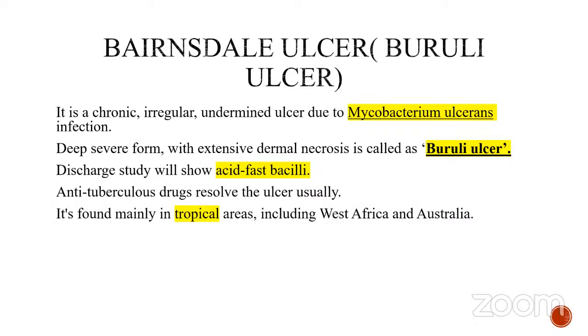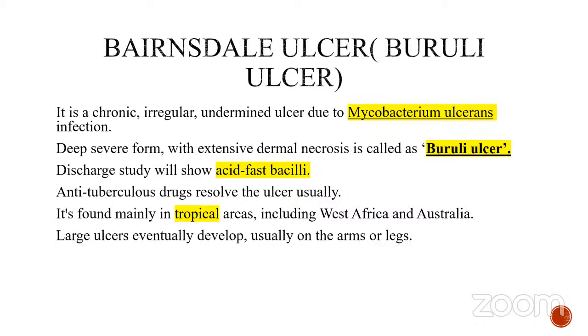And this is also mostly seen in tropical countries like West Africa and Australia. Large ulcers usually develop on the arms and legs. The edge is undermined. This undermined nature is seen in Buruli ulcer as well as in TB ulcer. These two ulcers, you have to remember, are caused by bacteria from the same family, and both of these have an undermined edge.